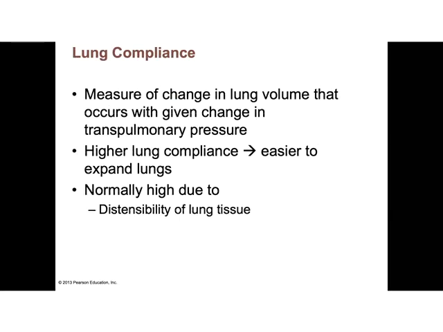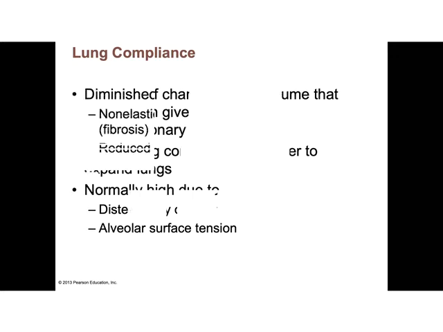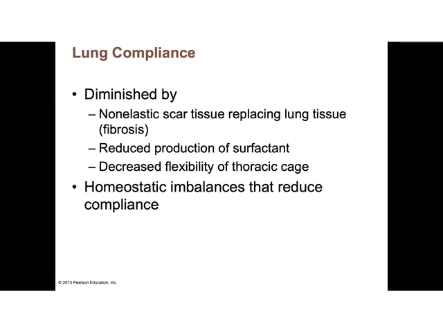Compliance is just the stretchability of the lungs, okay? And it's generally high because of the normal distensibility of lung tissue and the alveolar surface tension being broken by surfactant, okay? But it can be diminished by scar tissue, reduced surfactant production, and decreased flexibility of the thoracic cage. And guess what? All of those happen as we age, okay?